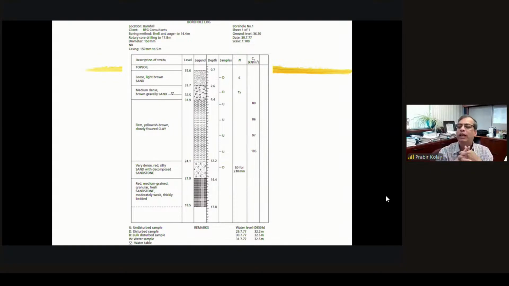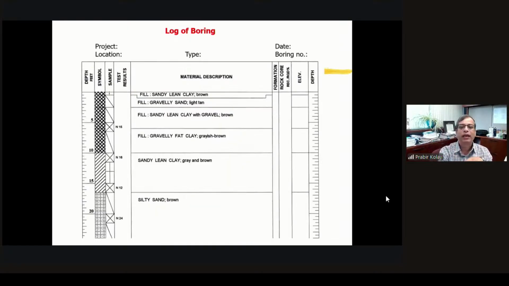Obviously, most of the time, in a particular site, if borehole data is already available from an existing building nearby, people use that as a preliminary guess. But if you want the actual properties of that particular site, you need to do this borehole. So again, the same thing over here.